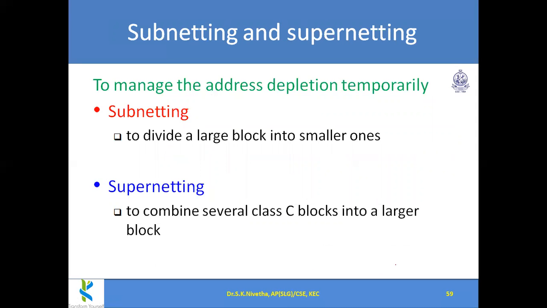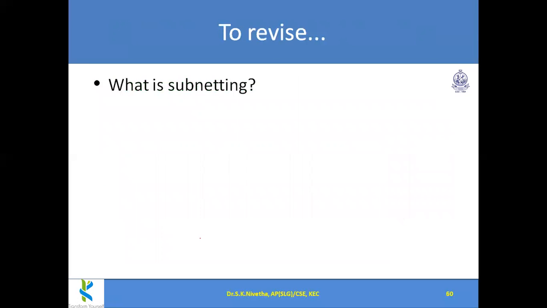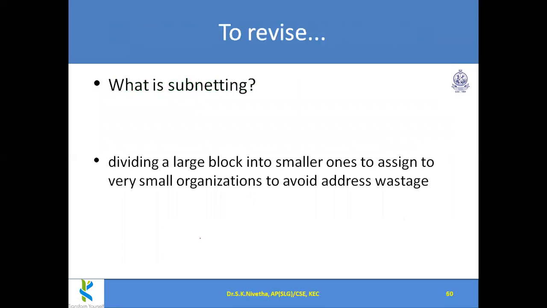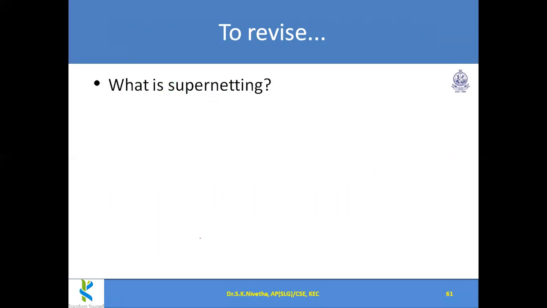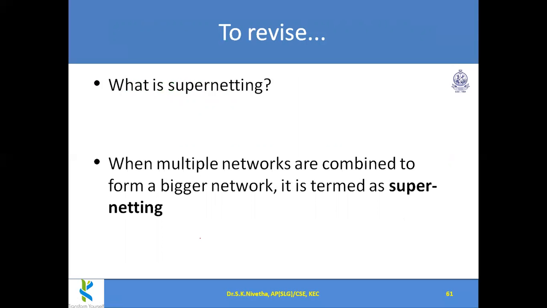To manage the address depletion temporarily, subnetting and supernetting are used. Subnetting means dividing a large block into smaller ones. Supernetting means combining several class C blocks into larger blocks. That is one example; class B blocks can also be combined. So to revise, what is subnetting? Dividing the larger block into smaller ones. What is supernetting? Multiple networks combined to form a bigger network.